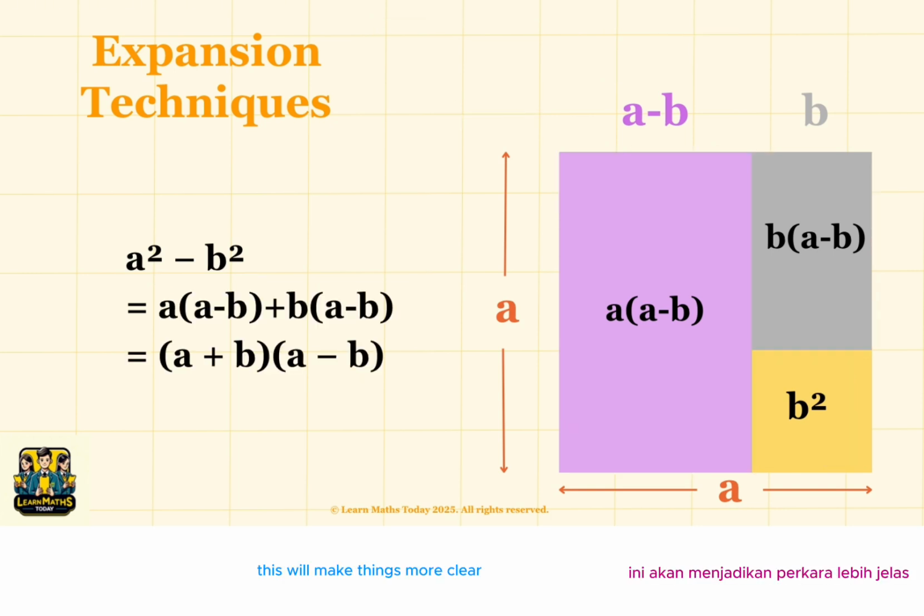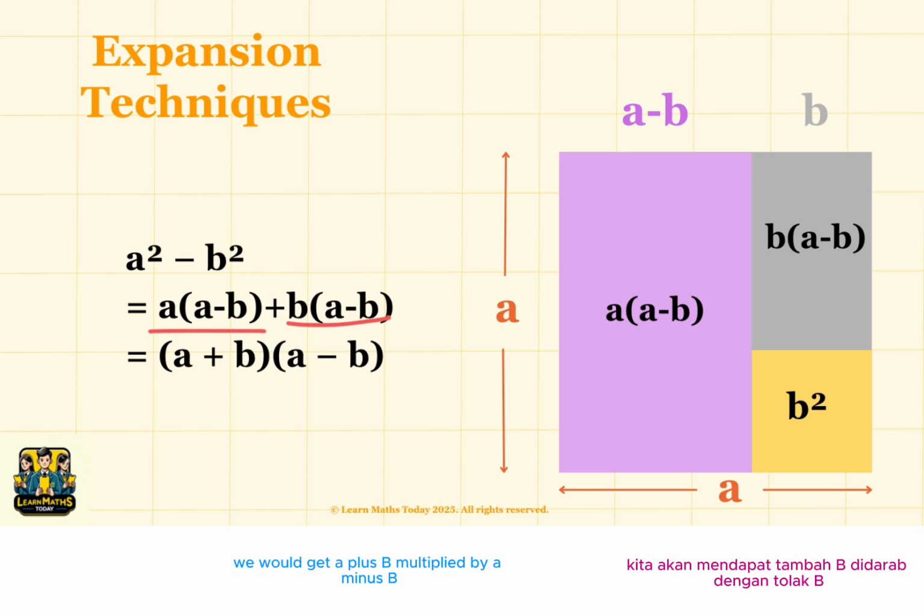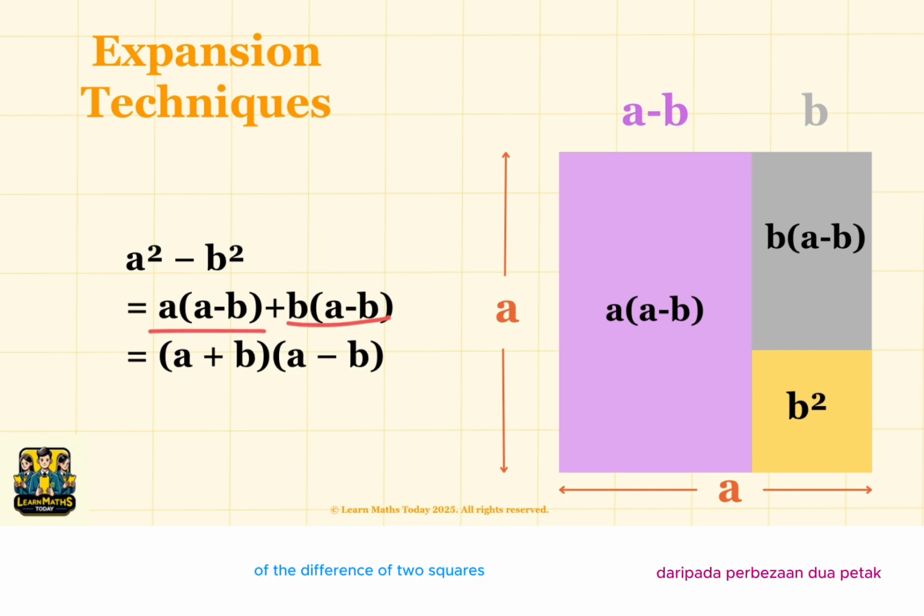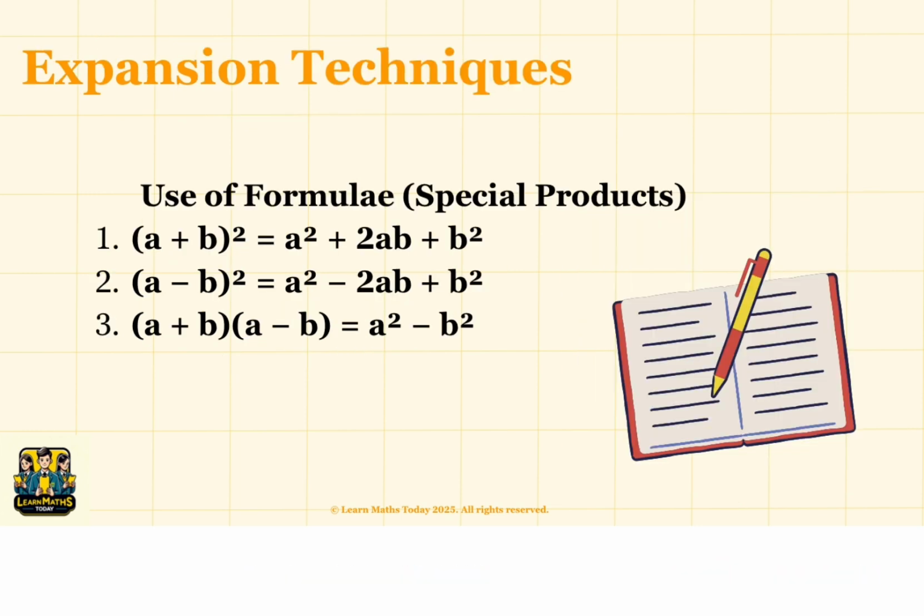This will make things more clear. So a² - b² would be a multiplied by (a - b) and b multiplied by (a - b). So when we simplify it, we would get (a + b) multiplied by (a - b). That's why we call this the identity of the difference of two squares. Here's a summary of the three expansion techniques we just covered. Take a screenshot or write this down in your notebook so you don't forget it.